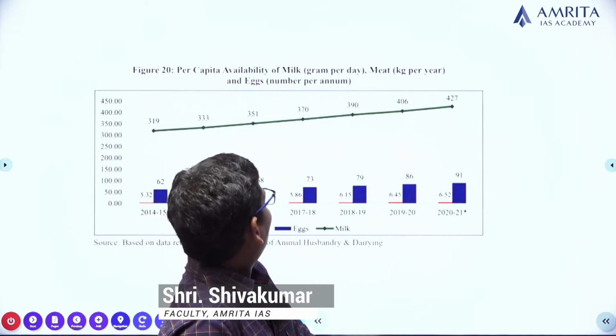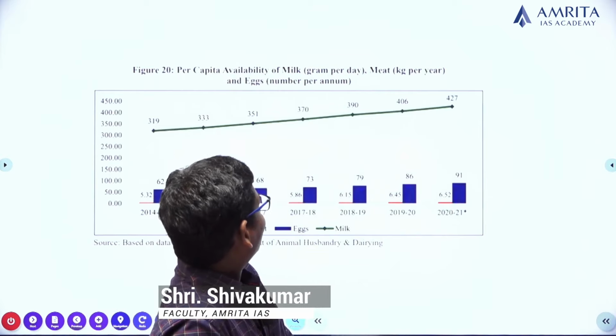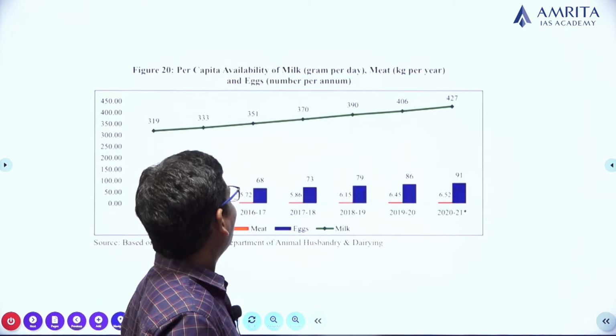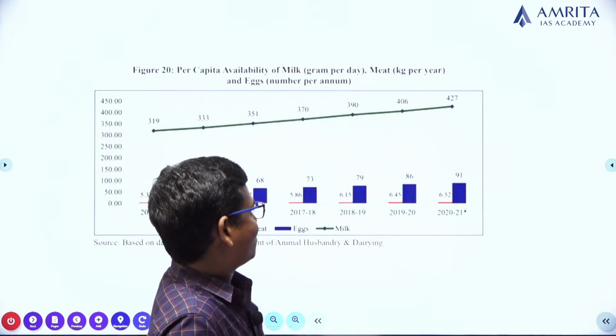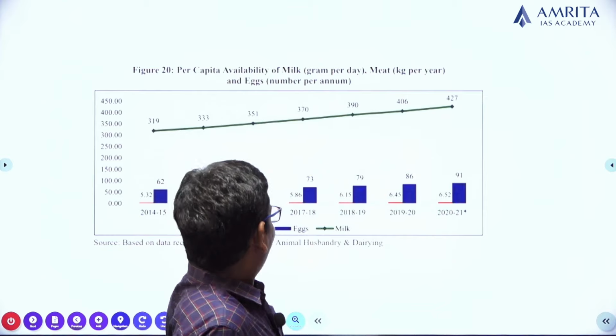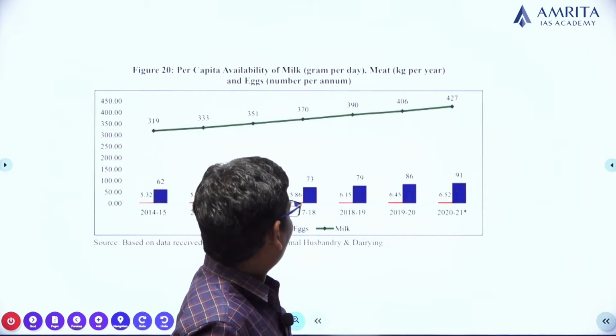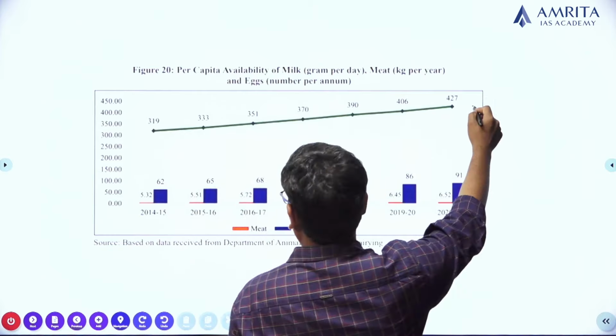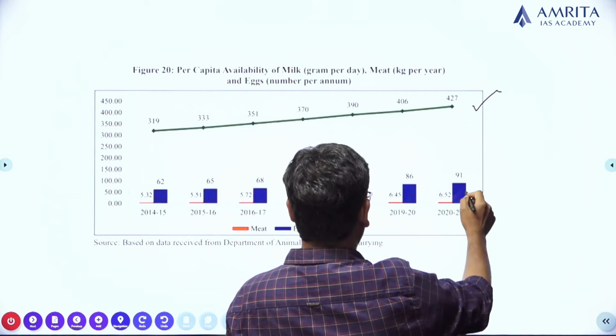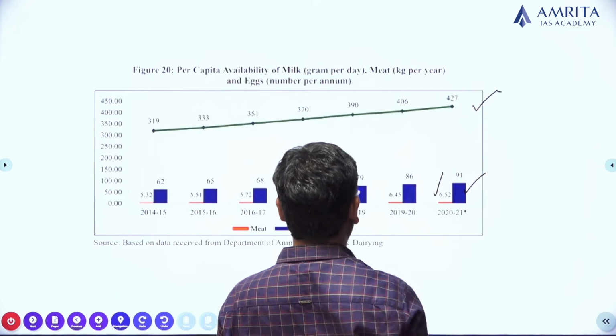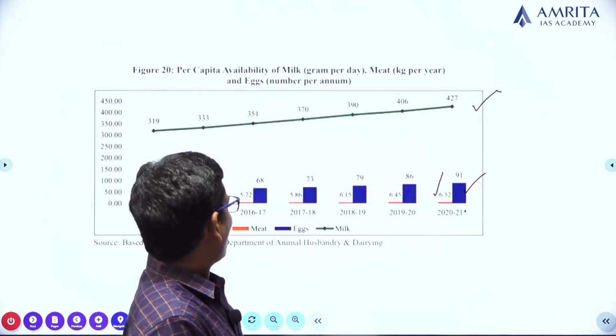Next, the per capita availability of milk in grams per day, meat in kg per year, and eggs number per annum. That you can see, I think on every front we have increased, both in terms of milk, eggs, and meat. Okay.